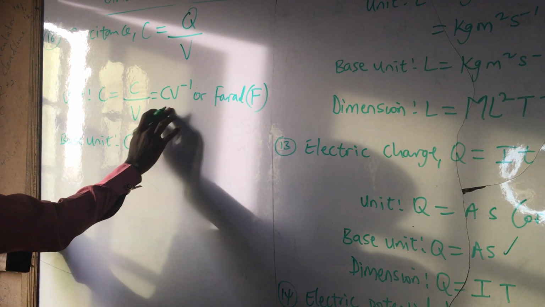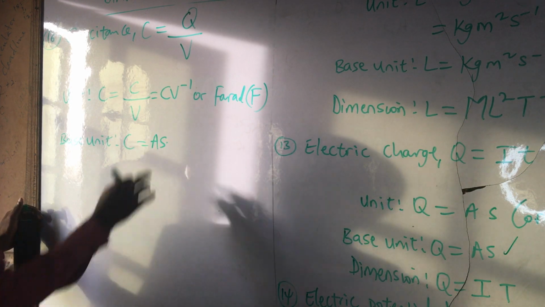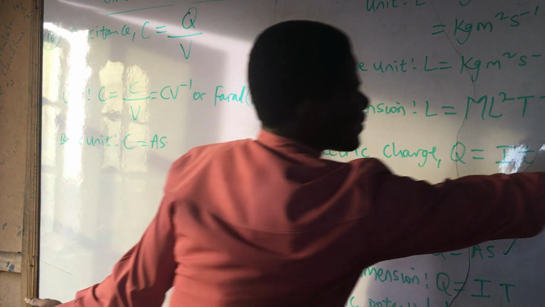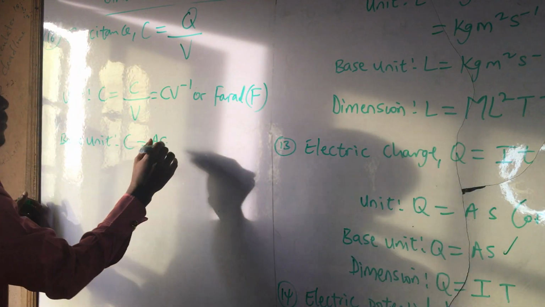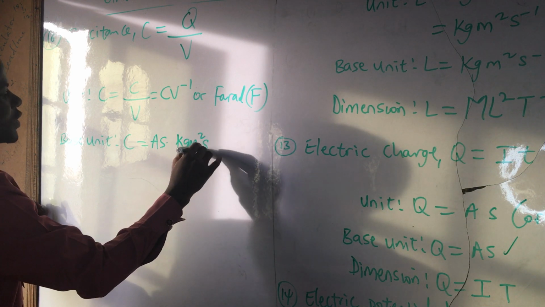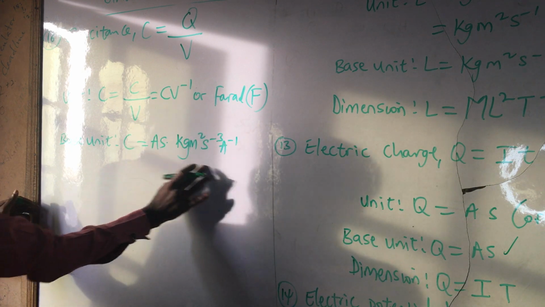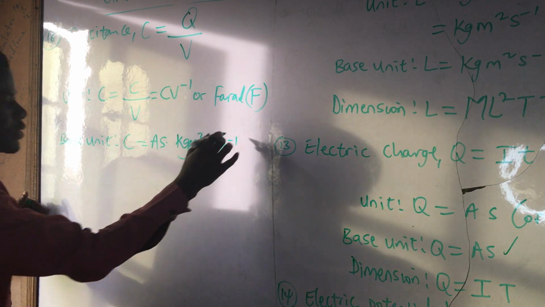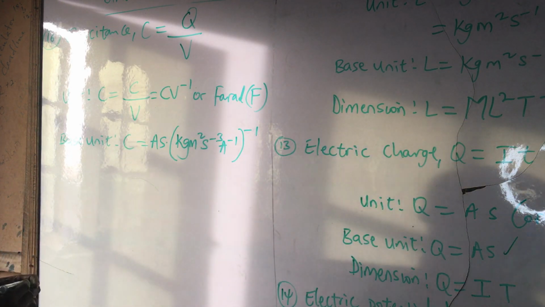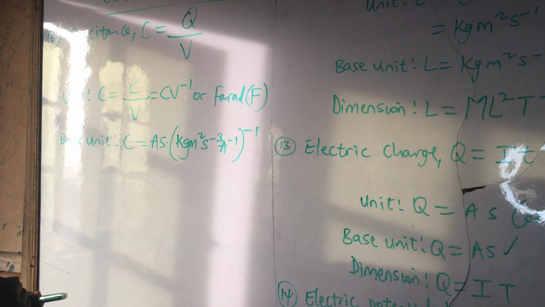Coulomb is for charge, and the base unit of coulomb is AS. The base unit of potential difference, we've done it in that place, is kilogram meter square, S raised to the power minus 3, A raised to the power of minus 1. Now this is our V, but our V is raised to the power of minus 1, so all these ones we have minus 1. And as usual, the power will affect the content of the bracket one by one.